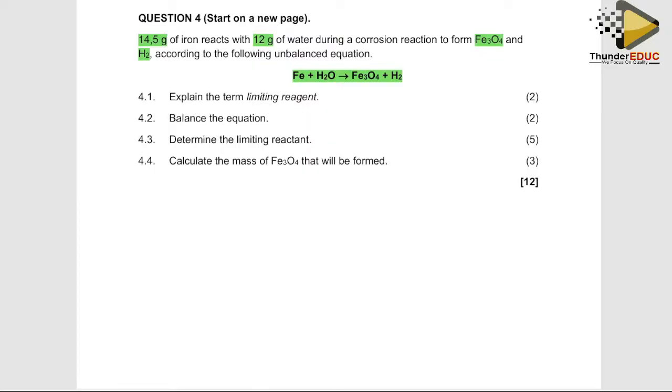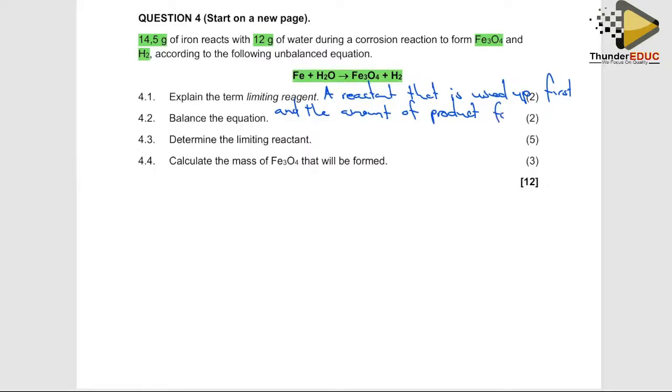So this is a reactant that is used up first, and it determines the amount of product formed.